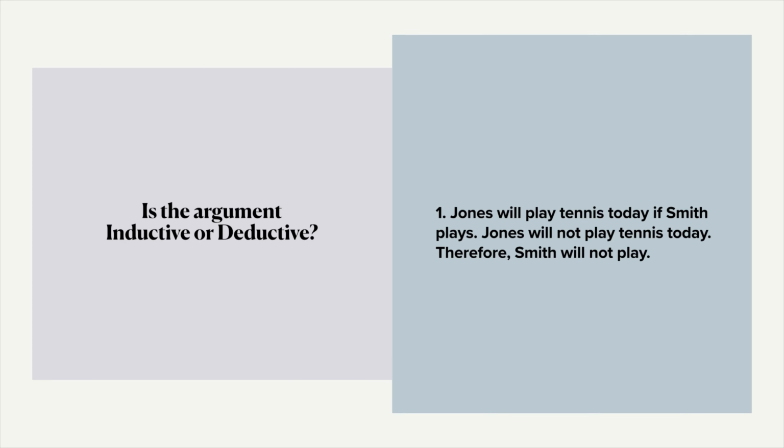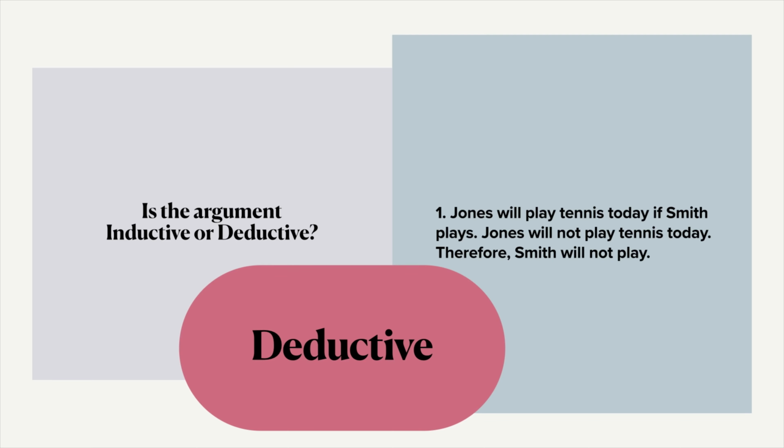Let's do one more together. Jones will play tennis today if Smith plays. Jones will not play tennis today. Therefore, Smith will not play. Is this argument inductive or deductive? Pause now. If you said deductive reasoning, you are correct, because we have used some general information to draw a conclusion about a specific situation.